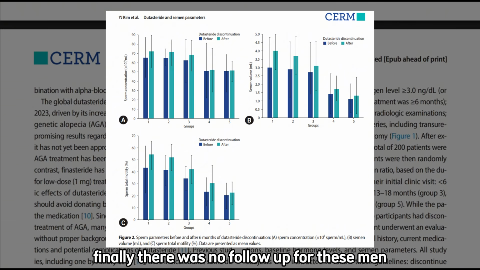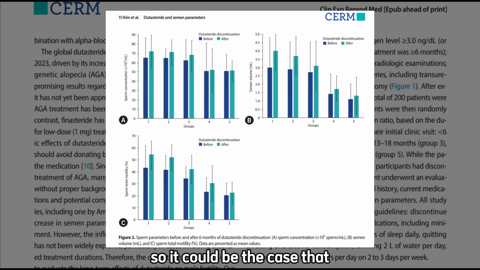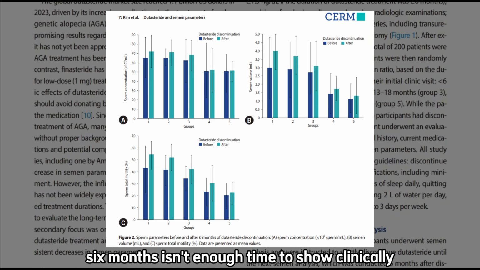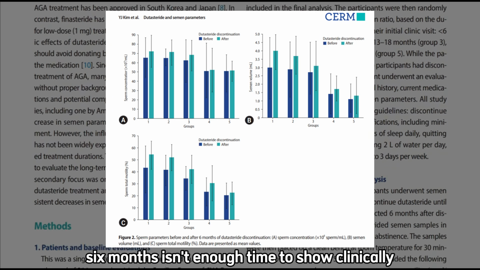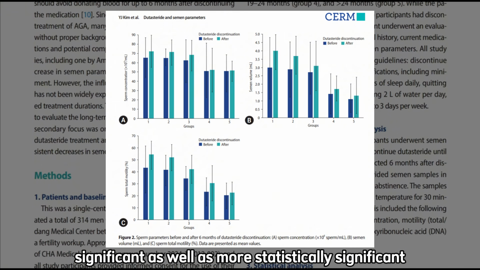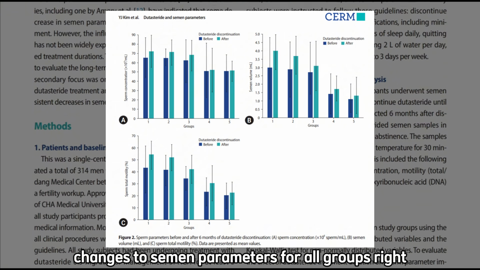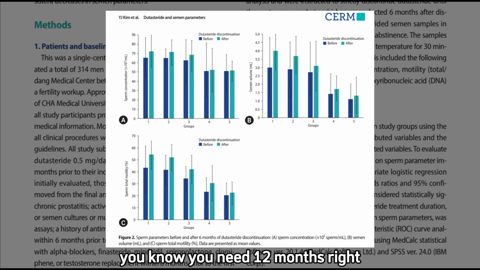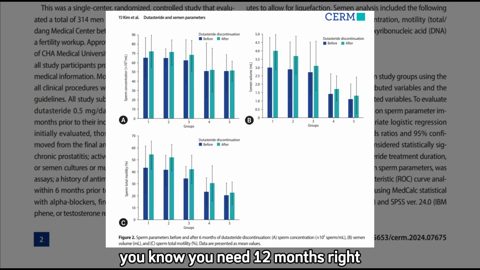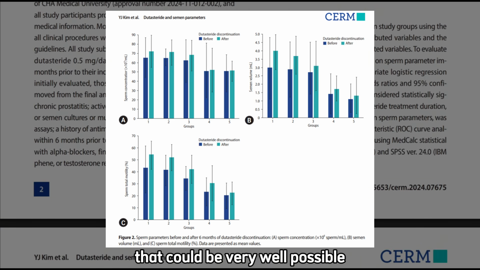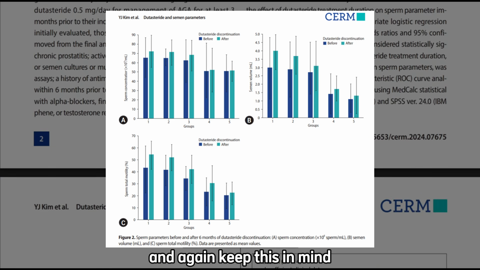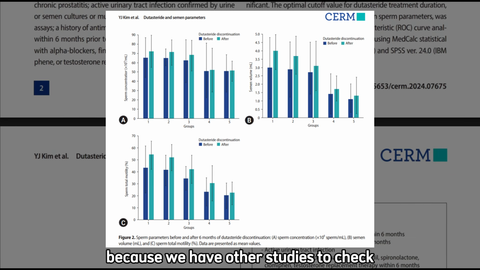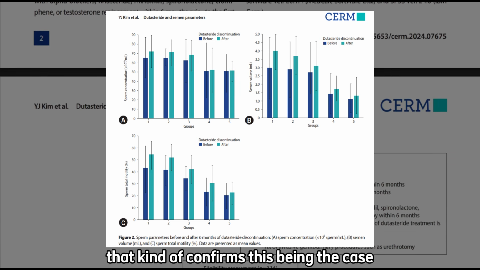Finally, there was no follow-up for these men. So it could be the case that 6 months isn't enough time to show clinically significant as well as more statistically significant changes to semen parameters for all groups, right? Maybe it could be the case that you need 12 months, right? That could very well be possible. And again, keep this in mind because we have other studies to check that kind of confirms this being the case.